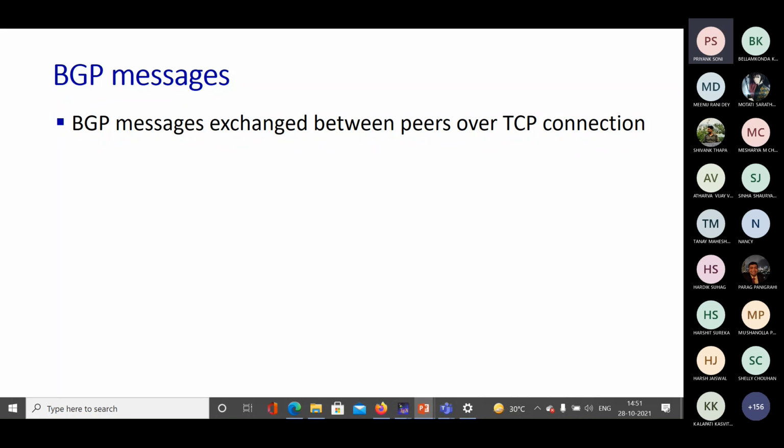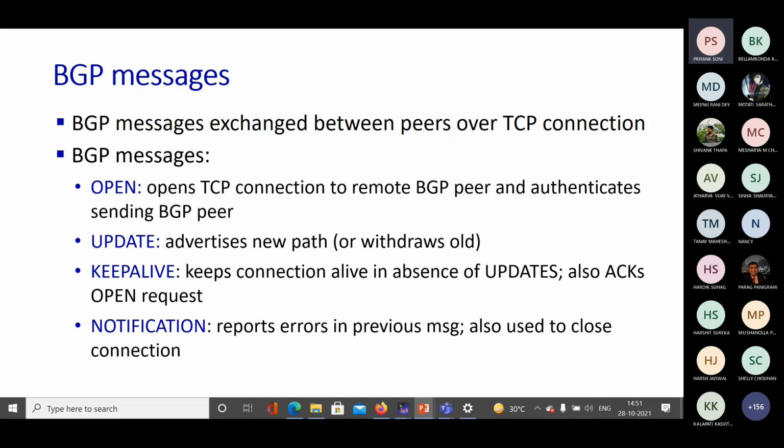So, as was told earlier, BGP messages are exchanged between peers over a TCP connection. All right, so when we are talking about TCP connections, how are these messages being exchanged? The first step is open. That is, it opens a TCP connection to the remote BGP peer and authenticates the sending BGP peer. So this is the first step. What's the second step? Update.